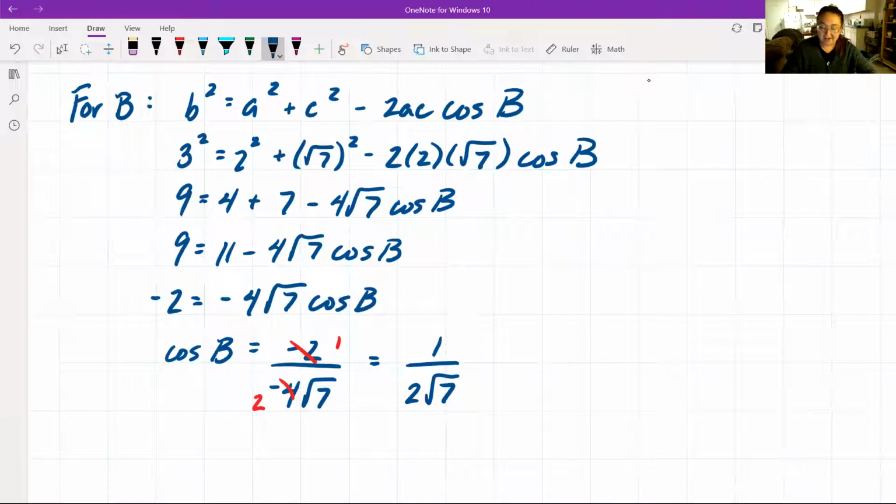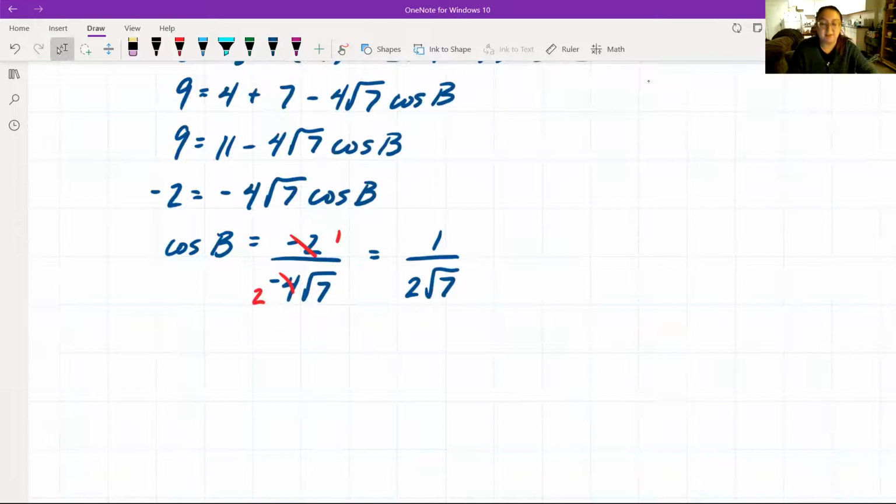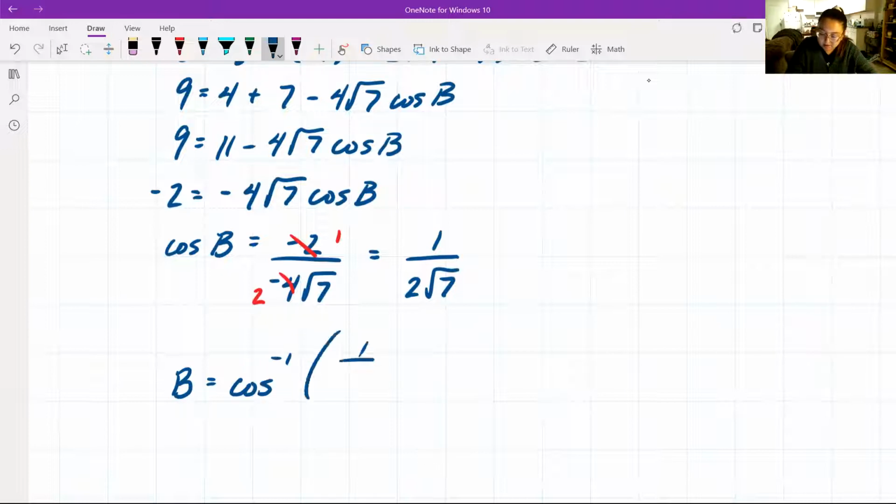So once again, you can rewrite this so you don't have a square root on the bottom, but since we are just plugging into a calculator, it's not the biggest deal in the world. So let's go ahead and take an inverse cosine of both sides. And this leaves us with B is going to be equal to cosine inverse of 1 over 2 times the square root of 7, which when we plug this into a calculator, is going to give us 79.1 degrees.